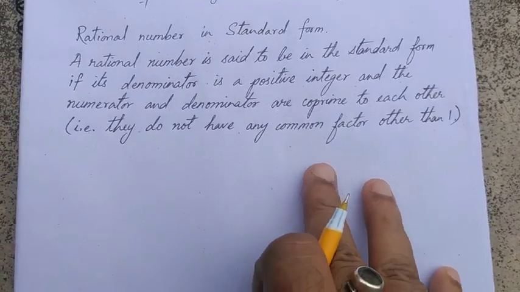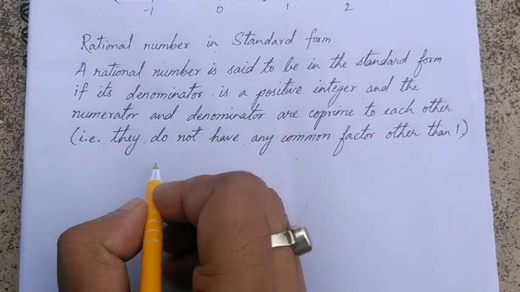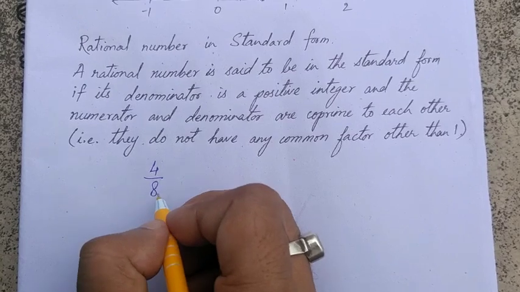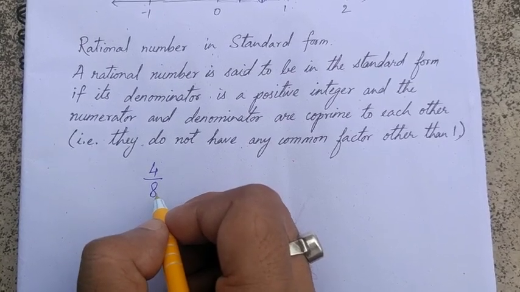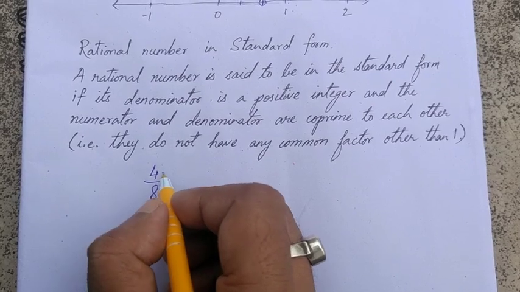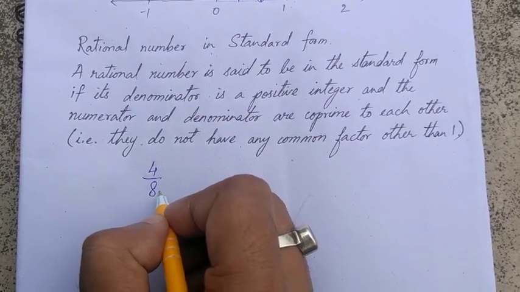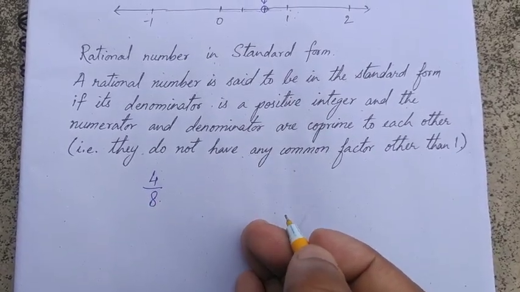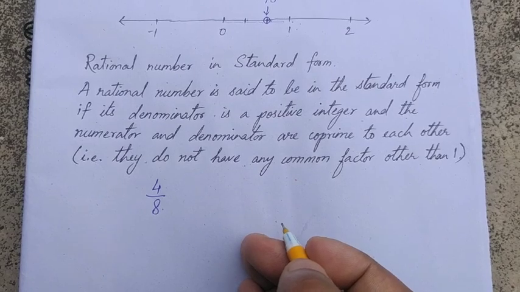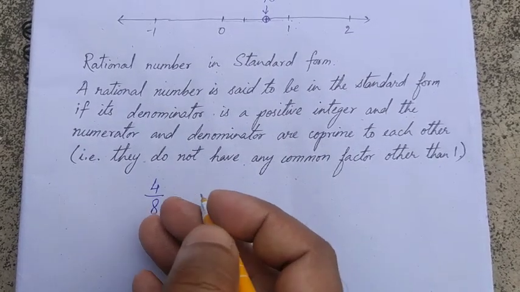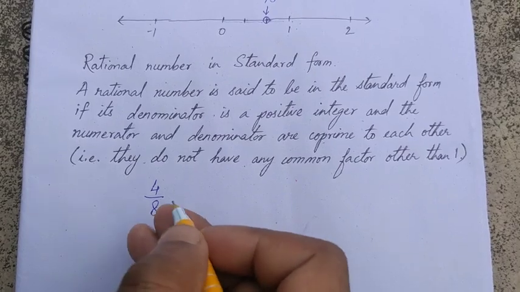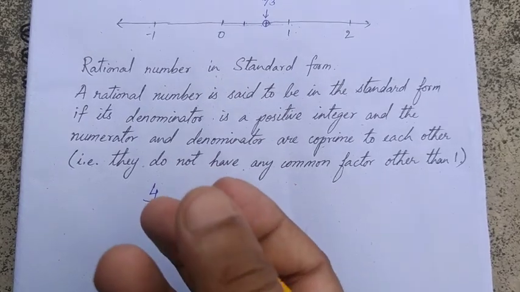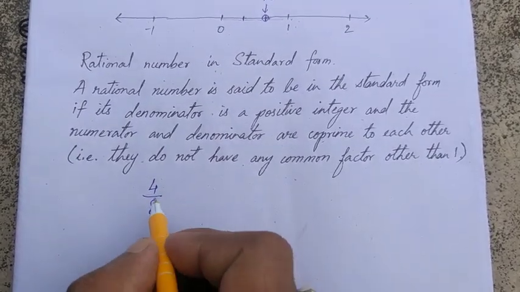So let's take an example. Suppose I will write 4 by 8. Now this is a rational number, but it is not in the standard form. Why? Because 4 and 8 both are having more than one common factor. So how to convert this to the standard form? There are many processes to simplify this. One is the cutting method, another is finding the highest common factor and then dividing. That also we can do. So we'll do the simple one.